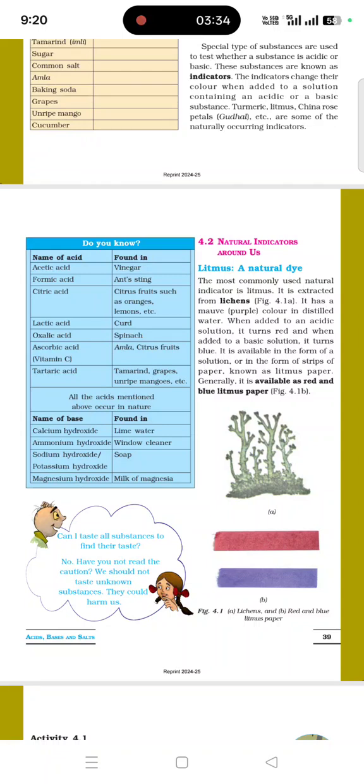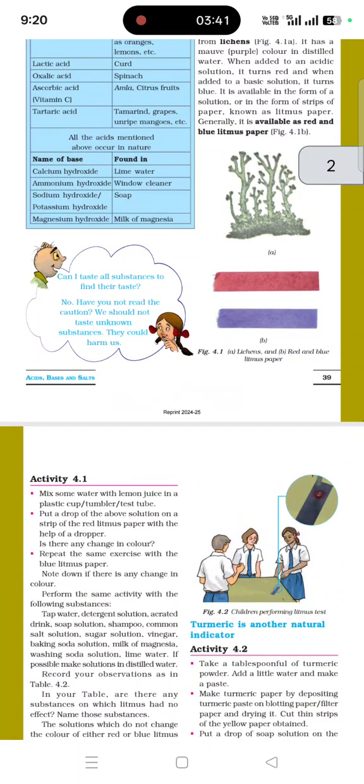Then come the natural indicators that are around us. The litmus is a natural indicator. You can see the litmus paper.